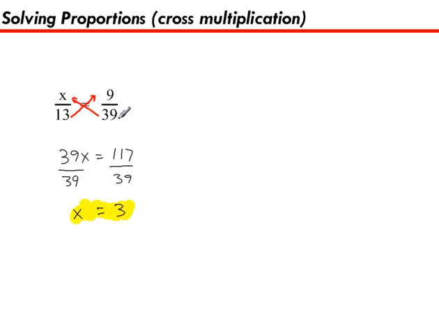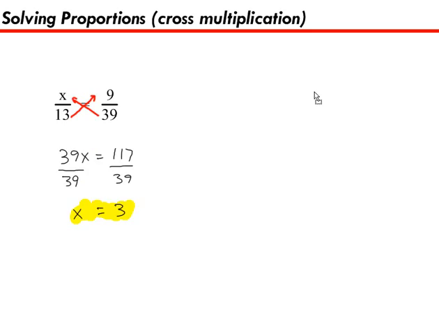So let's quickly review. Just remember, for cross multiplication, we need to make this shape. And you can actually draw it if you'd like. We take 39 times x, wrote it down here, then 13 times 9, and we got 117 for that. Then we just divide whatever number is touching the x. Divide that on both sides, and we got 3.